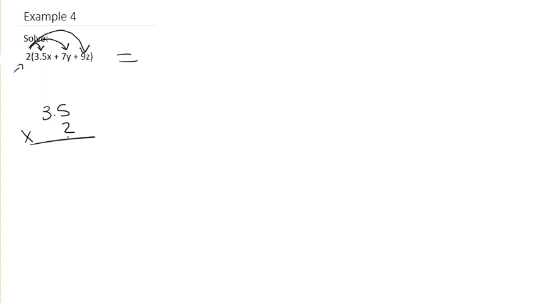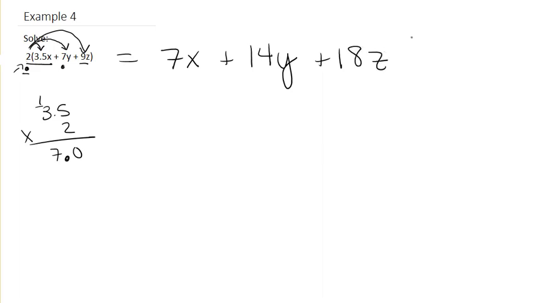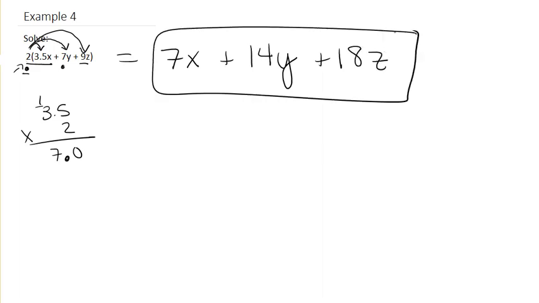0.5, or 5 times 2 is 10, carry the 1. 2 times 3 is 6, plus that 1 is 7. Then we move the decimal over, so it equals 7. So we get 7x because of that first term. Then we multiply 2 times 7, which is equal to 14y. And then we multiply that 2 times the 9z, which would equal 18z. And this would be our final solution to this problem.